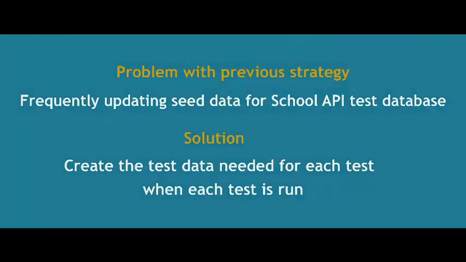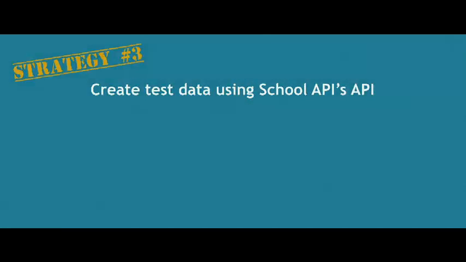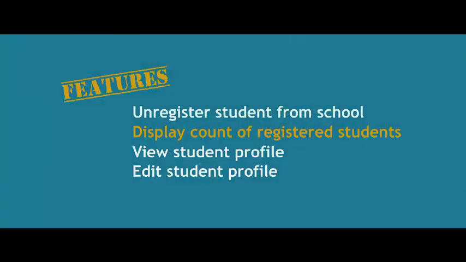So the solution is, well, let's just create the data that we need right when the test is run, kind of like Factory Girl does. In doing that, we could use the school API's RESTful interface. So let's just create the test data that way. Now we no longer have to seed the test database. So we start the school API server in the test environment, and the web client issues HTTP requests to the school API. And as a reminder of what feature we're on, we're displaying the count of registered students.